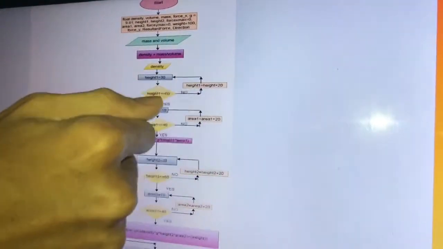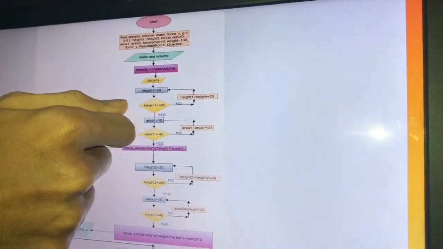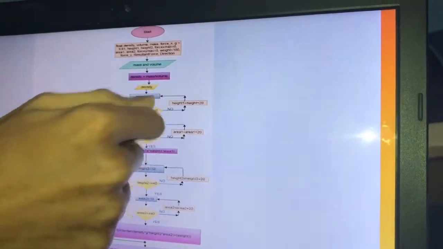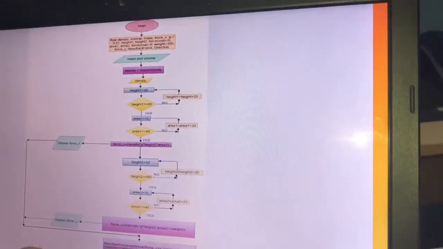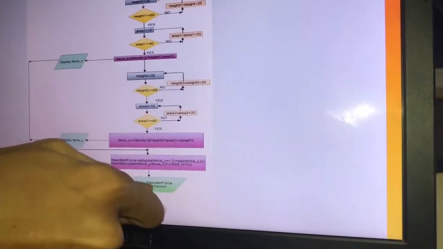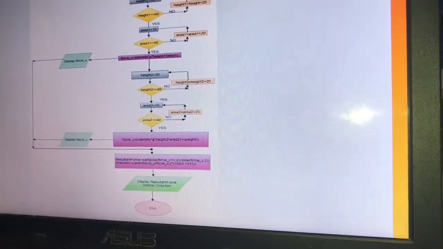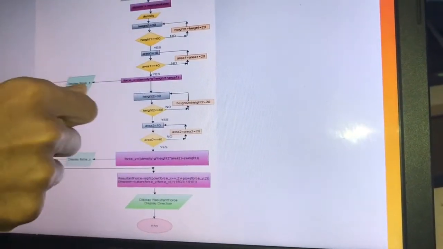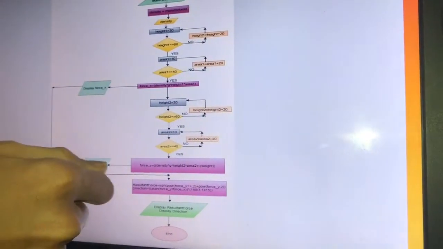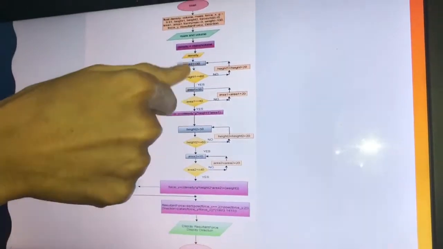For my program, I'm using for loops, which are right here, right here, and the last one is here. The last display is the resultant force and the direction. This process displays the force X and the force Y, which are manipulated by the height and area from these for loops.